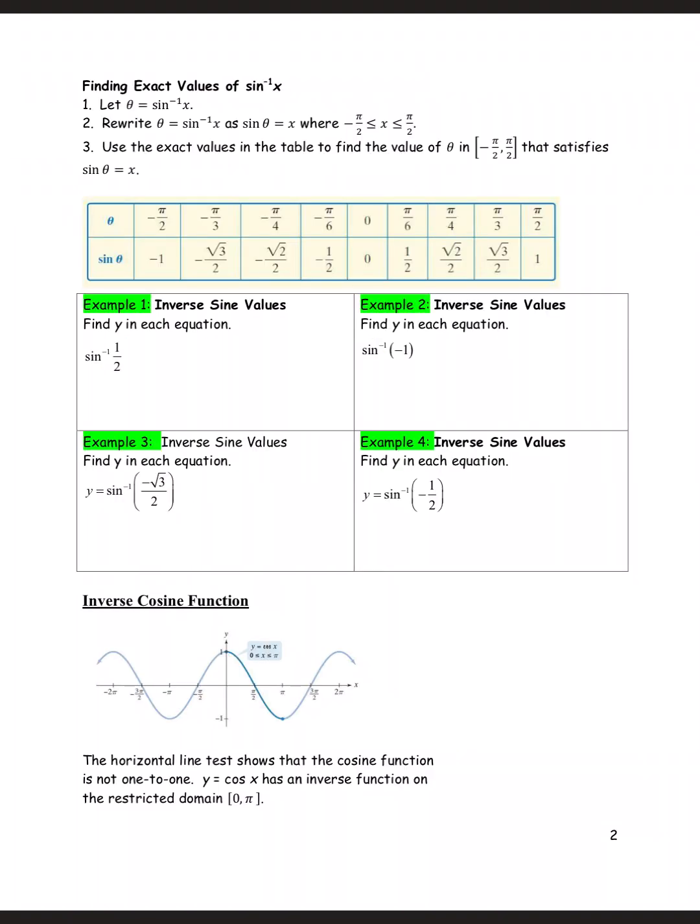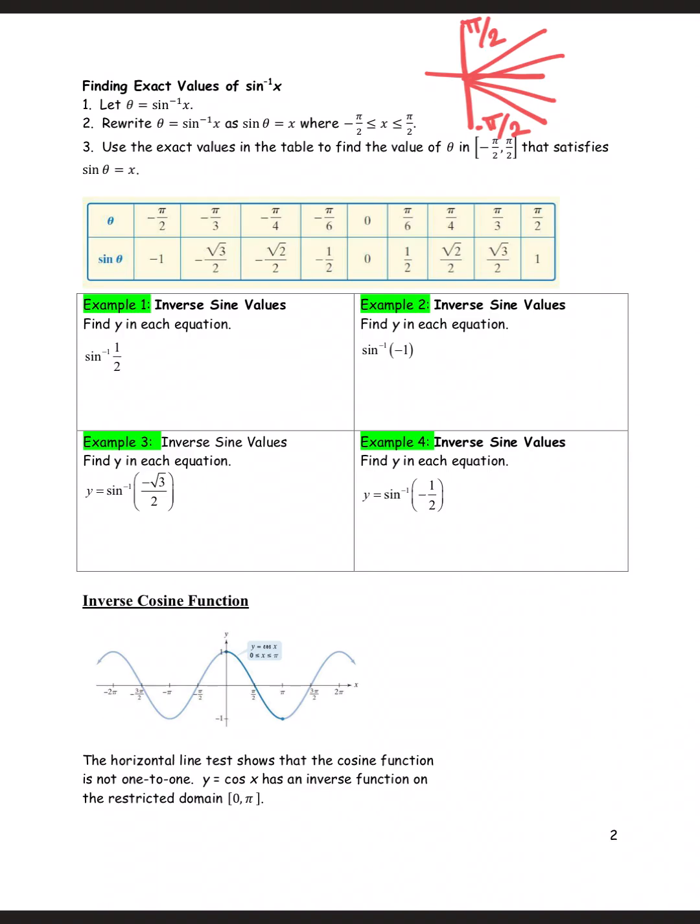Finding the exact value of sine inverse of x, we're going to let theta equal sine inverse of x. We're going to rewrite theta equals sine inverse of x as sine of theta equals x, where theta is between negative pi over 2 inclusive and pi over 2 inclusive. And then we use the exact values in the table to find the values of theta that satisfy sine of theta equals x. You can also use the unit circle. If you're thinking about the unit circle, remember we're restricted from negative pi over 2 to pi over 2. So we're using basically these values between negative pi over 2 and pi over 2.